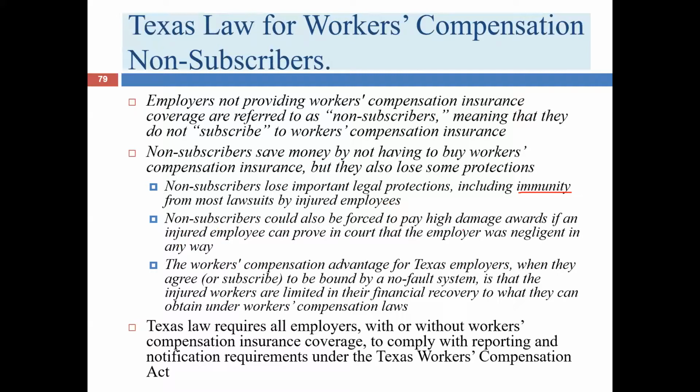Non-subscribers can also be forced to pay high damages if an injured employee can prove to the court that the employer was negligent in any way, possibly even punitive damages under that context. The workers' compensation advantage for Texas employees when they agree or subscribe to be bound by a no-fault system is that the injured workers are limited to the financial recovery which they can obtain under workers' compensation laws. Whether or not your employer is a subscriber or not, the employer has to report injuries to the workers according to the Workers' Compensation Act, and I'll show you that information in a couple of minutes.